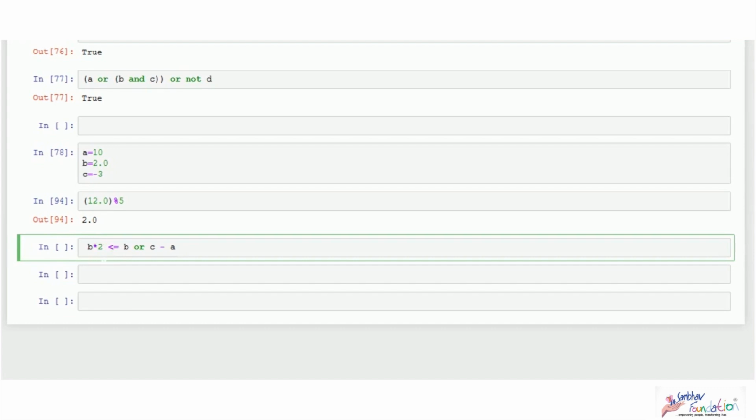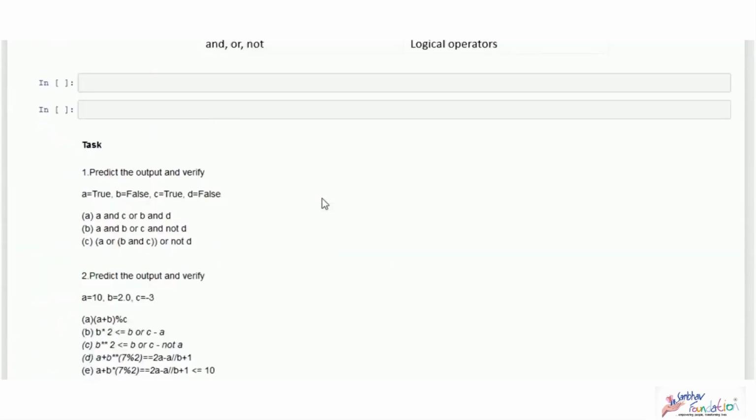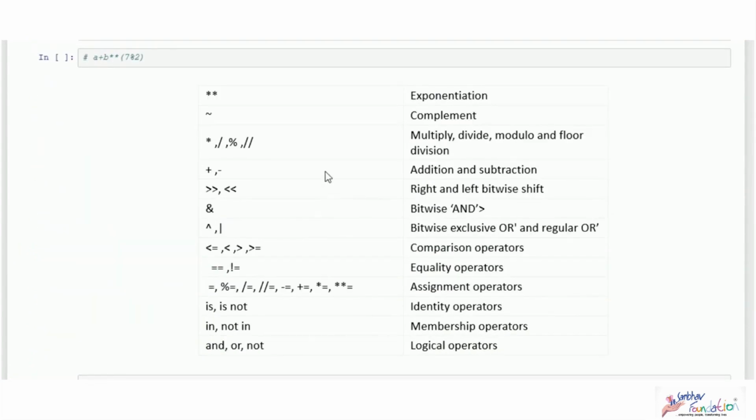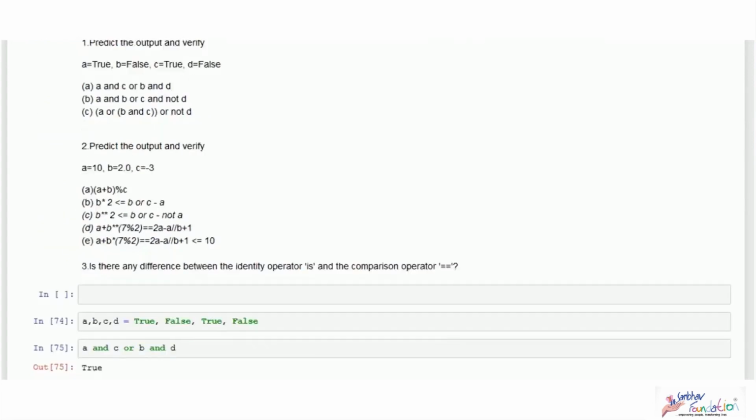We have multiplication, comparison, logical, and again subtraction, which is an arithmetic operator. So we have arithmetic, comparison, and logical operators. If you see the order of precedence, first we have the arithmetic operators, and within that we have multiplication and then subtraction, which is followed by the comparison operator, and logical operators are lastly evaluated.